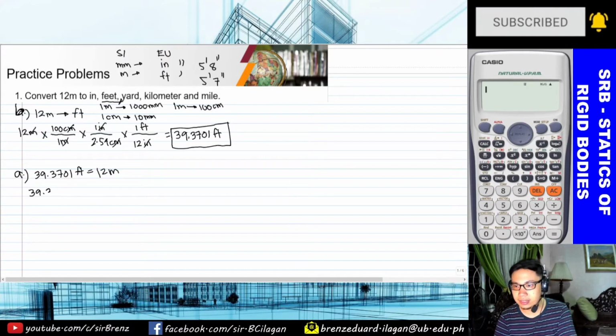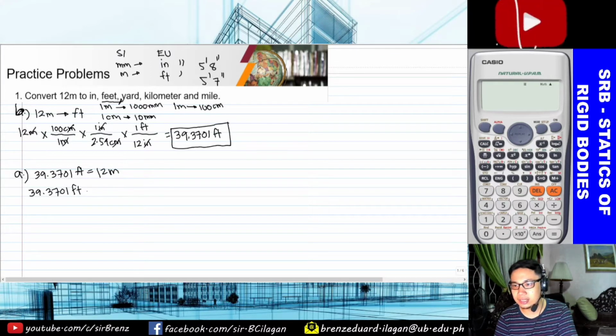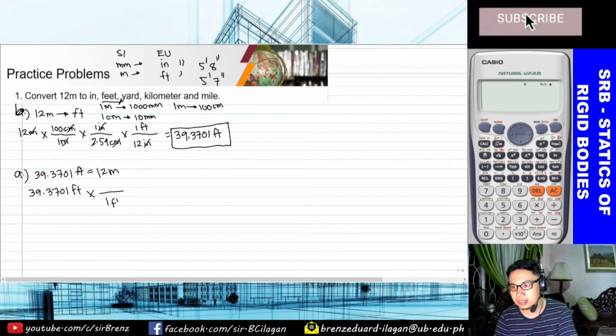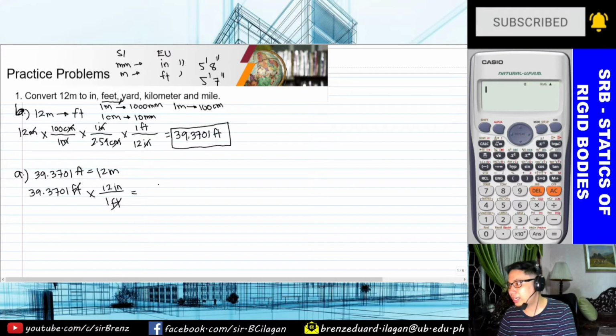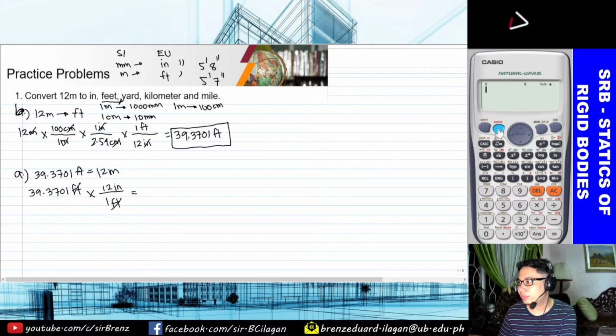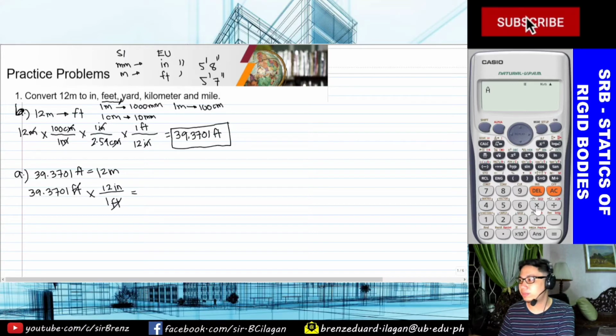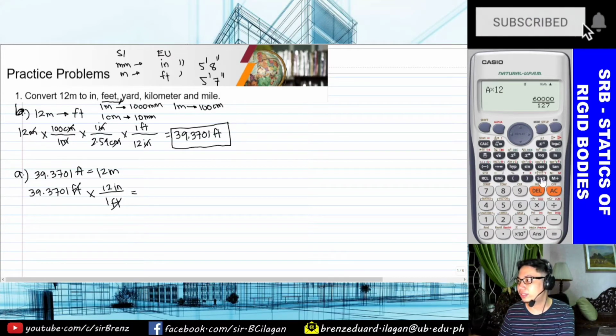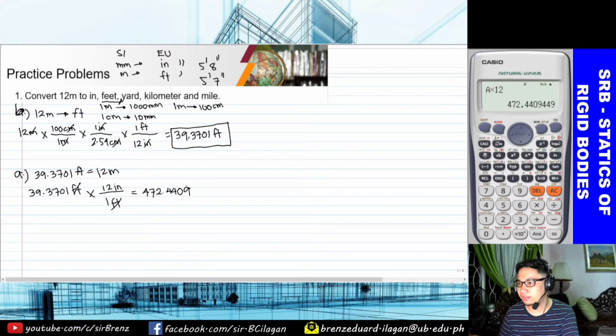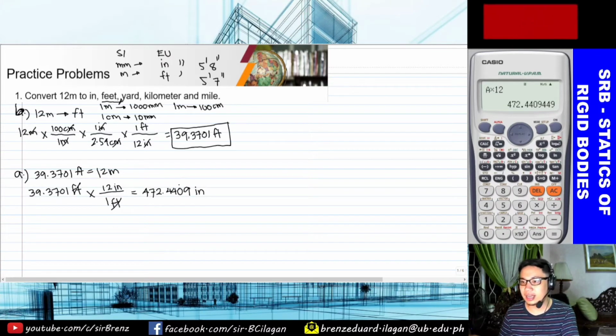So, 39.3701 feet. We will bring it to inches. Again, what you want to cancel goes at the bottom, the opposite side. That is 12 inches. Our answer was stored in alpha, right? So just multiply it by 12. So we have an answer of 472.4409 inches.